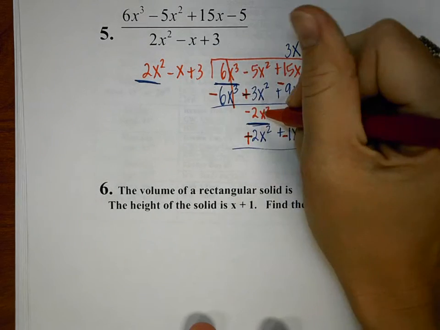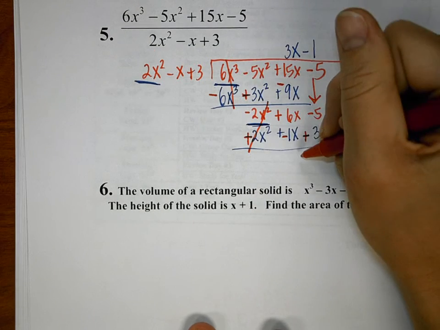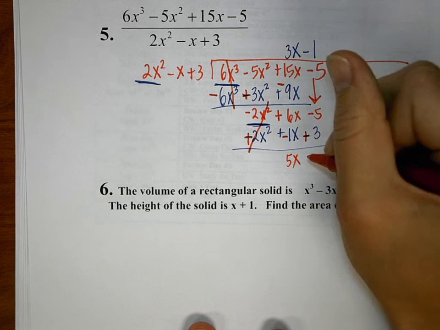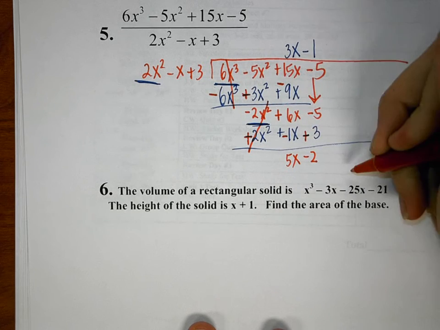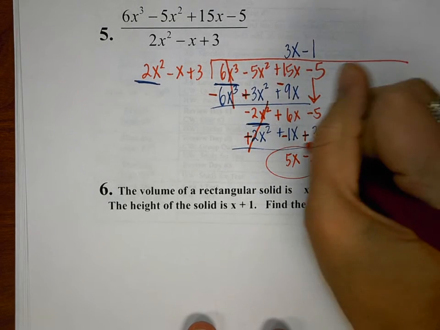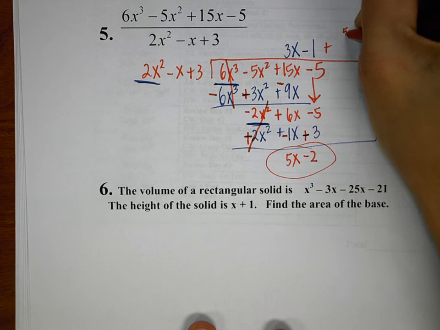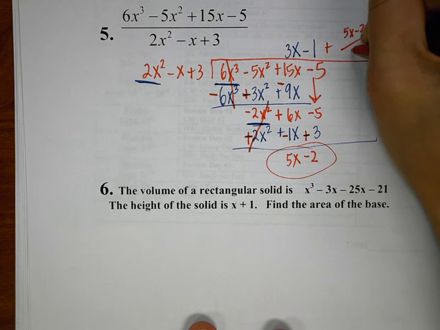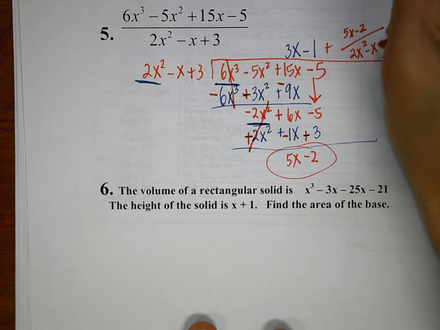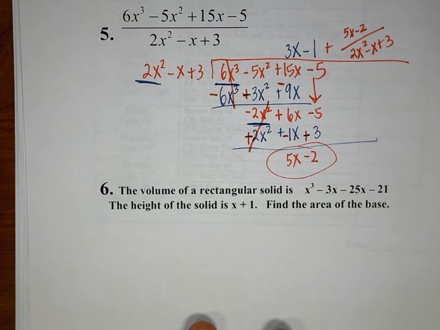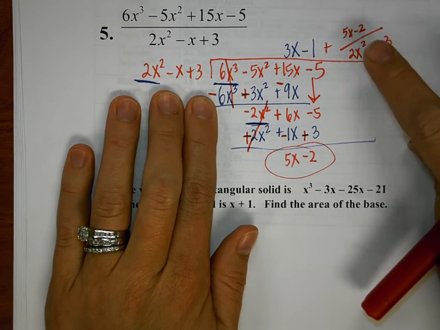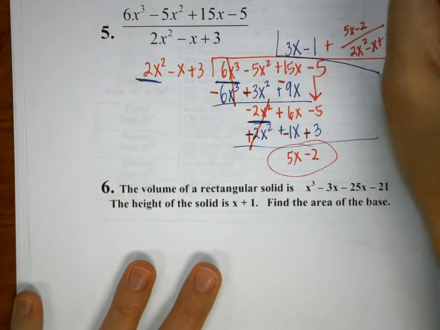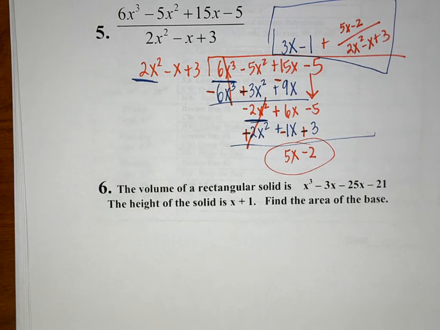Okay, so these cancel. 6x and negative 1x makes 5x, and then negative 5 and 3 makes negative 2. There's nothing else to bring down, right? So that is our remainder. So we go plus, and that means I have 5x minus 2 divided by what? Whatever we are dividing by, that's what goes underneath with the remainder. So that is my answer.